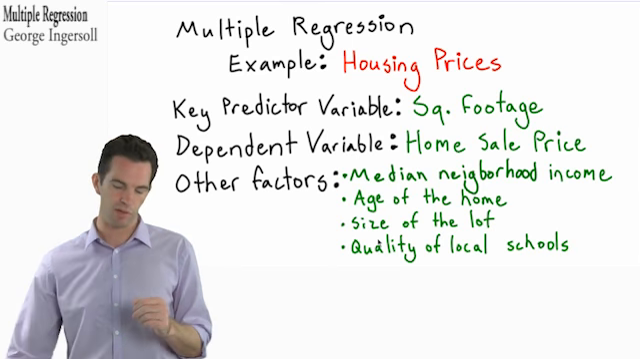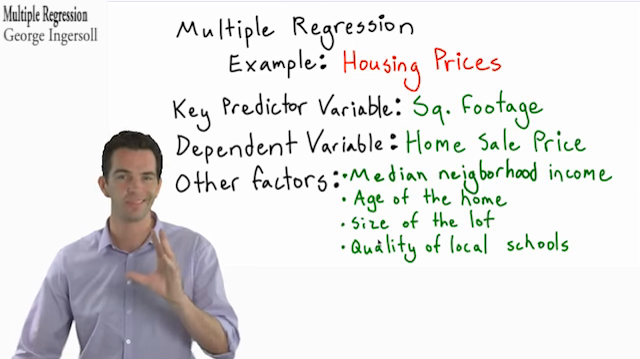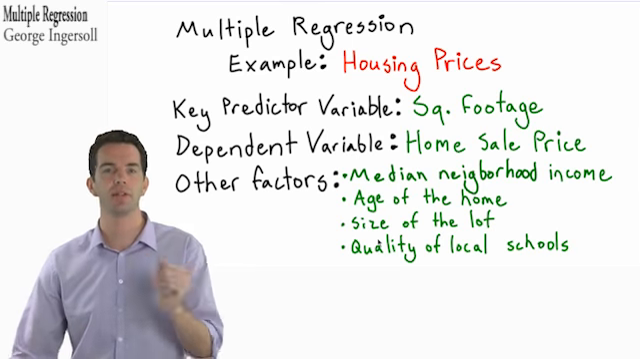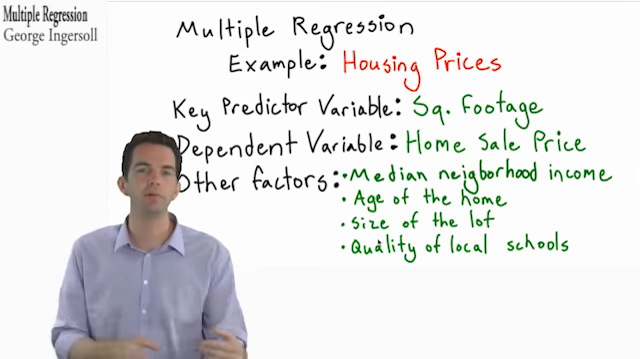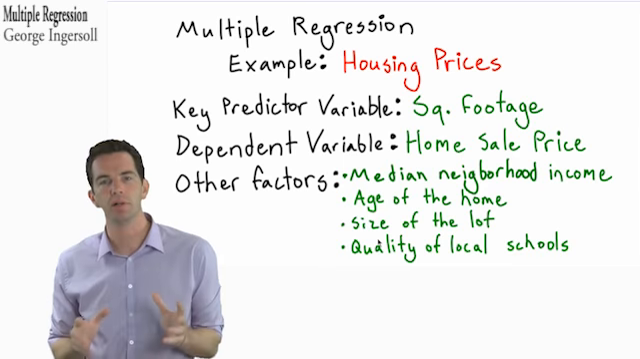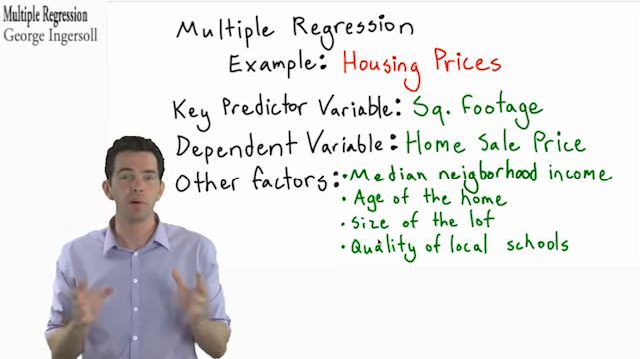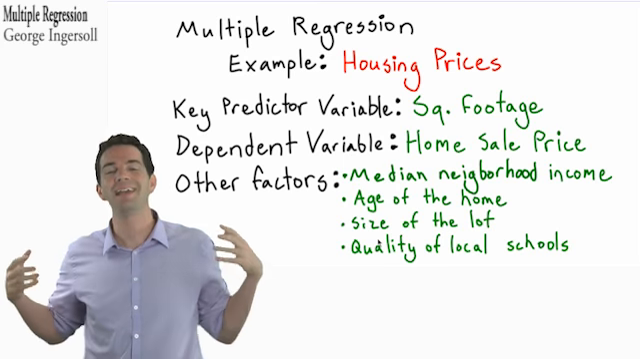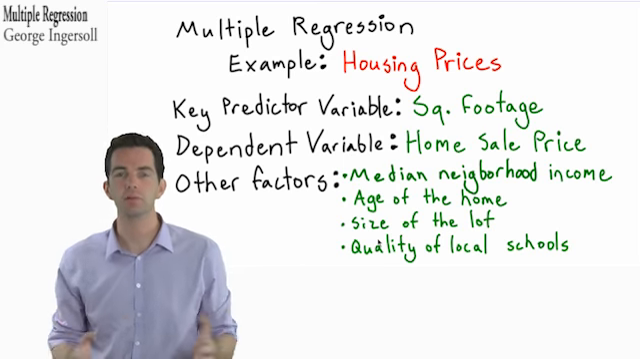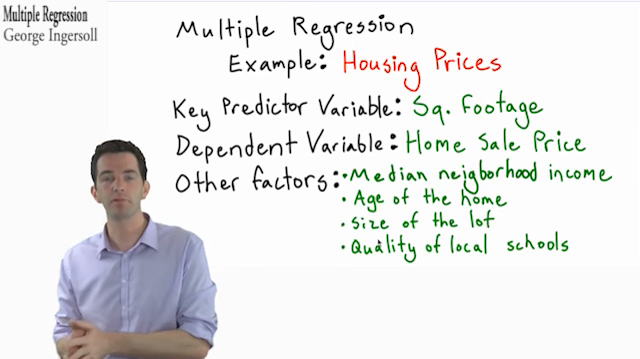I'll expand on the quality of the local schools to explain the effect this could have. Imagine that all of our data is coming from two neighborhoods. One of those neighborhoods tends to have pretty small home sizes in terms of square footage, but it has just the best local schools, and so a lot of people want to move there.